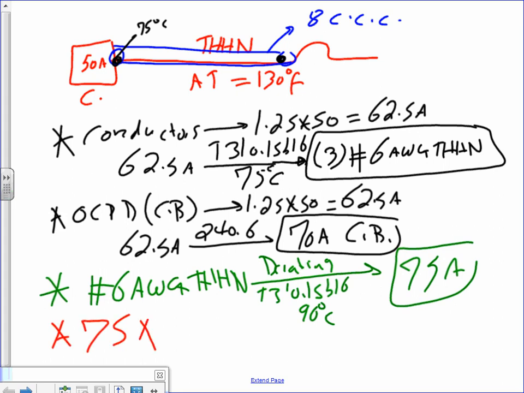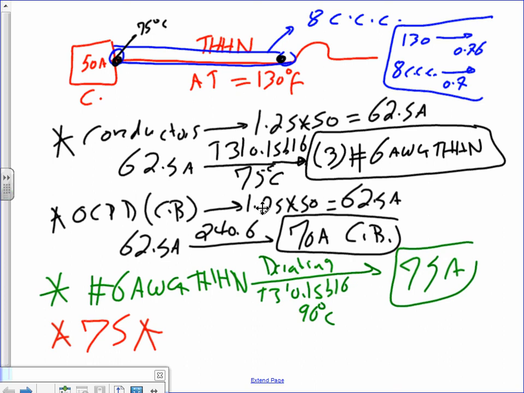Okay. Do me a favor. Let's cut it. I'm going to cut it based on temperature. For temperature, 130. Take it to that table, the temperature table. Give me that factor. How much? 0.76. For 8 conductors, carrying conductors. Take it to the table for the current. Give me the factor. How much? 0.7.